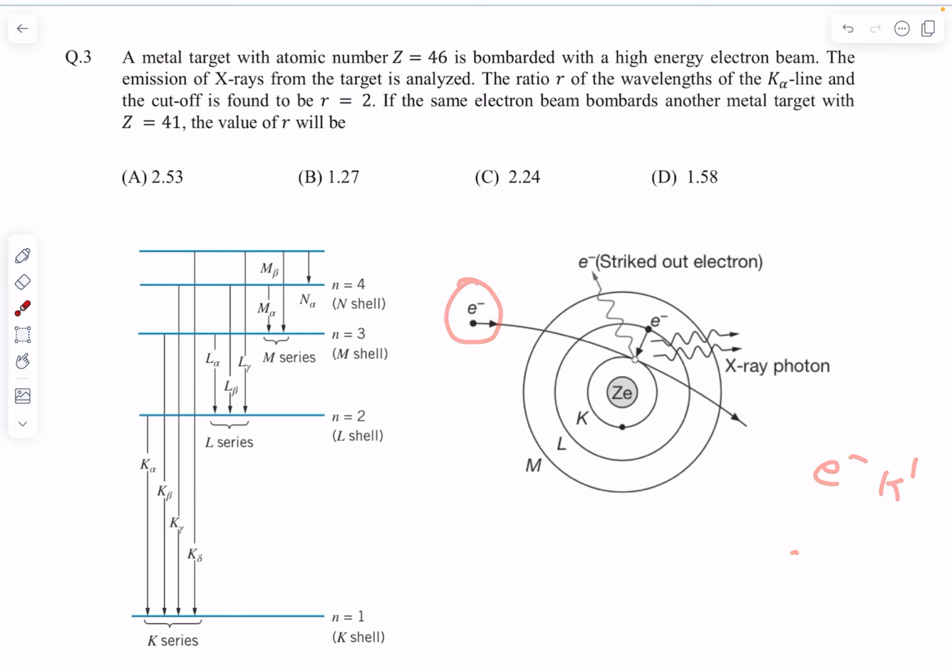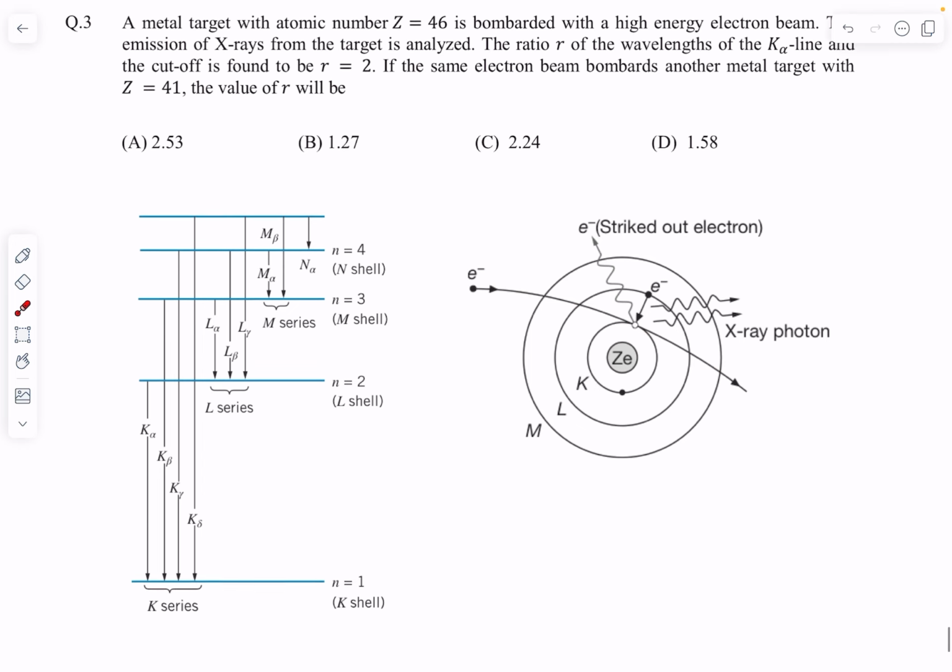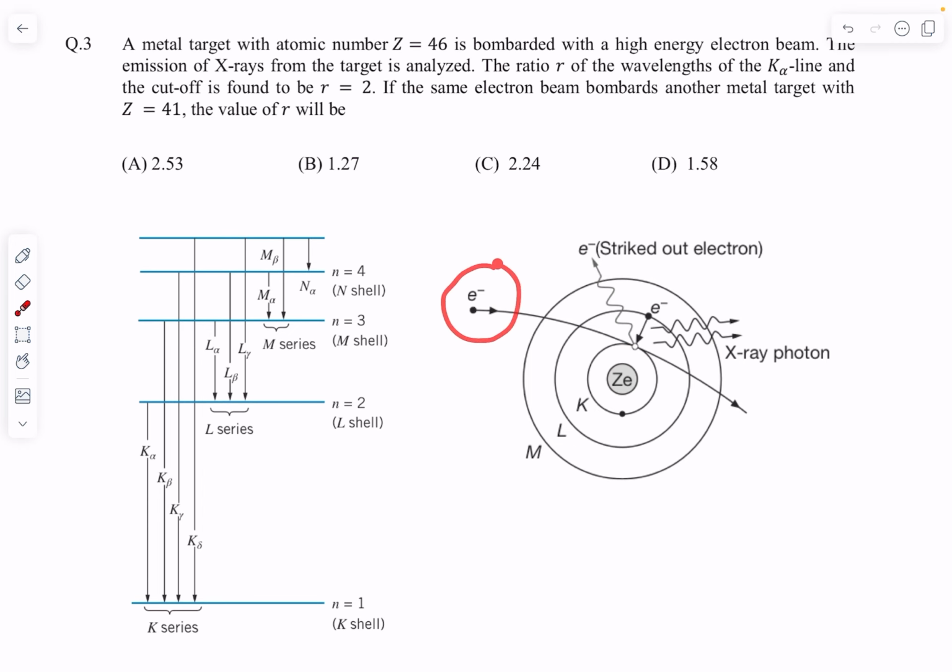And how did it lose the energy? Because of collisions with other electrons, right? The decrease in this energy is emitted as photons in the X-ray region. So that is one possibility. The situation in which all of the energy of the incident electron gets converted into the energy of the photon is what we call the cutoff case.